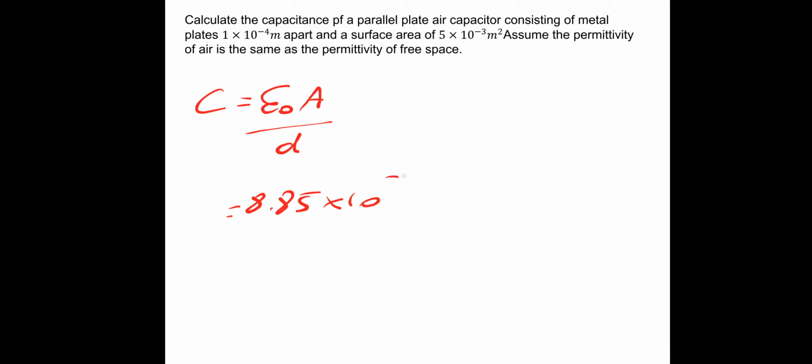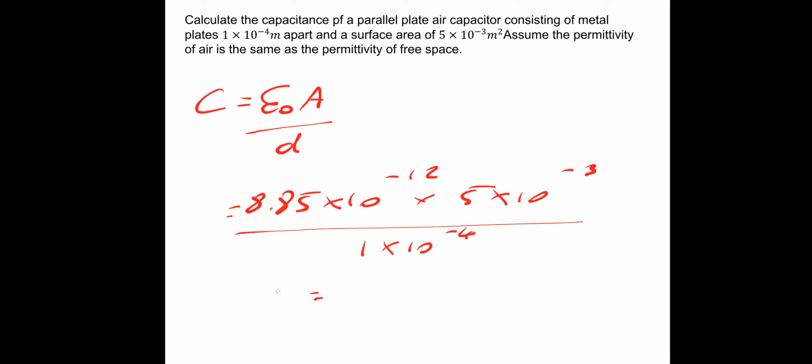So we simply need to use the equation. So capacitance is equal to epsilon naught A over D. Then just put our numbers in. So epsilon naught is 8.85 times 10 to the minus 12, multiplied by the cross-sectional area, 5 times 10 to the minus 3, divided by the distance between the plates, 1 times 10 to the minus 4. If you put that in your calculator, that'll give you a capacitance of 4.4 times 10 to the minus 10 farads.